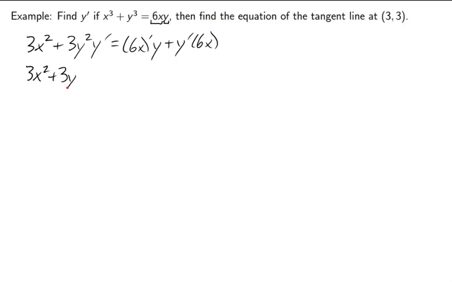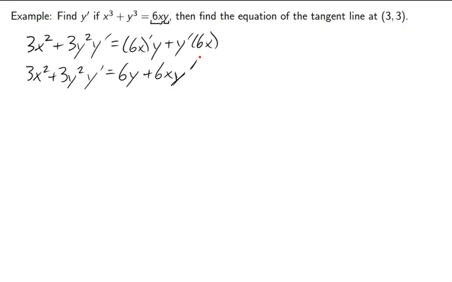3x squared plus 3y squared y prime is still here. The derivative of 6x is 6, so I get 6y. And just rearranging this multiplication, I get 6x y prime. You needed the product rule whenever you had y times a function of x, because again, we're thinking of y as another function of x.